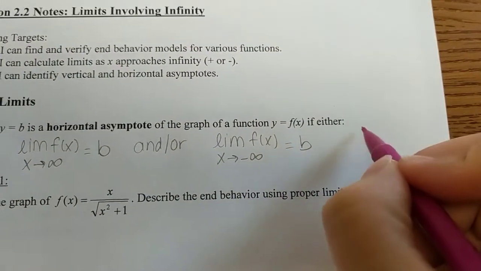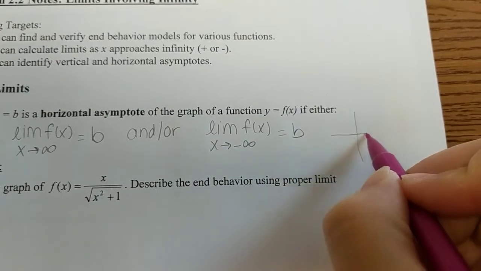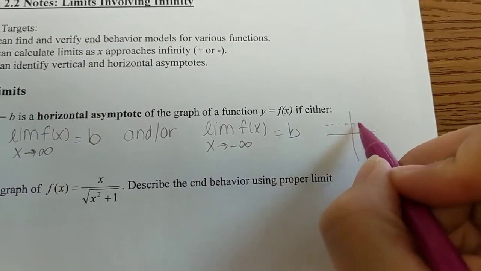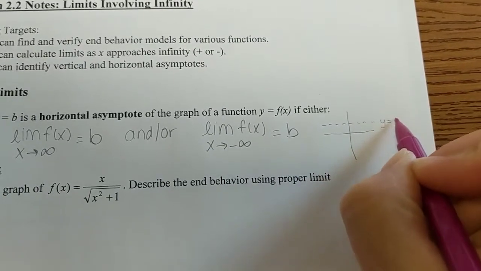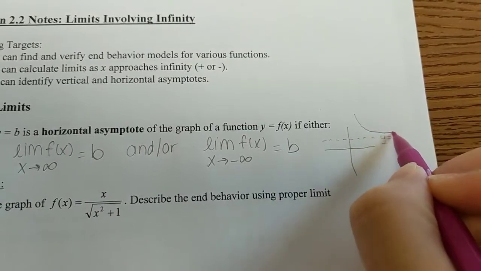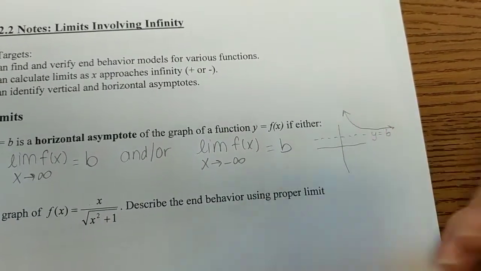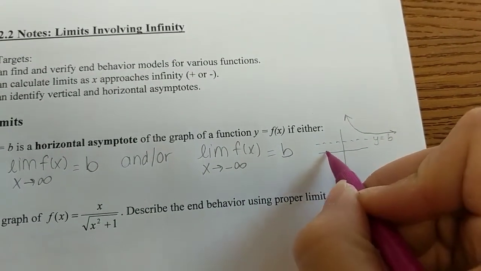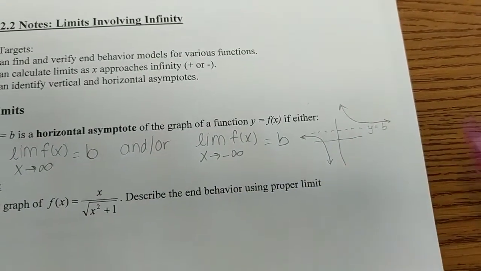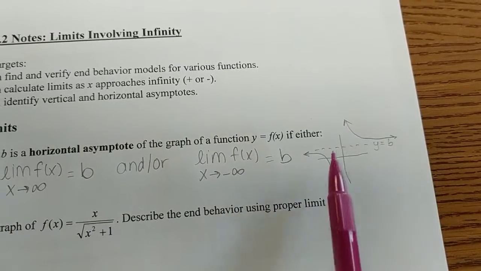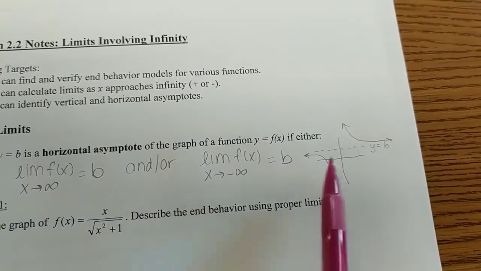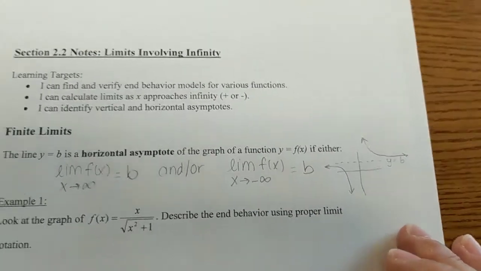So what that looks like on a graph, if I were to sketch a picture of that, is if I said here's b, y equals b, my function as x gets infinitely large could approach it. It could also look something like this from the bottom. So as long as it's approaching that, so as x gets toward infinity or toward negative infinity.